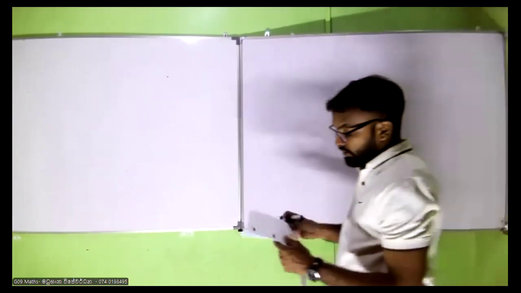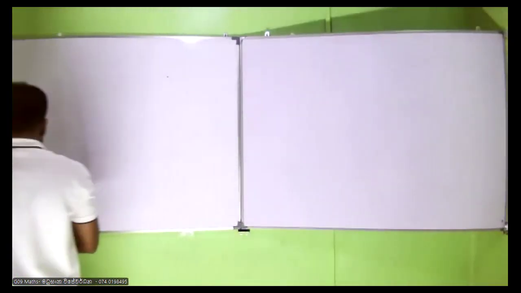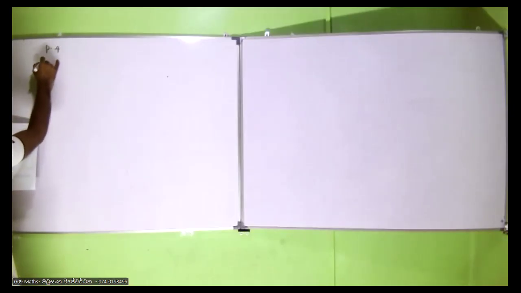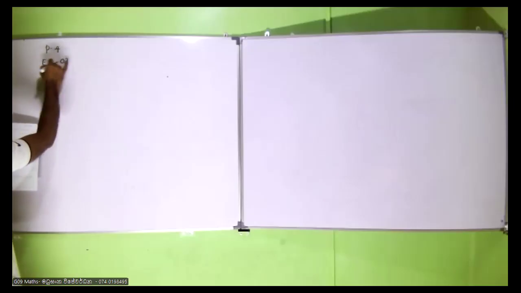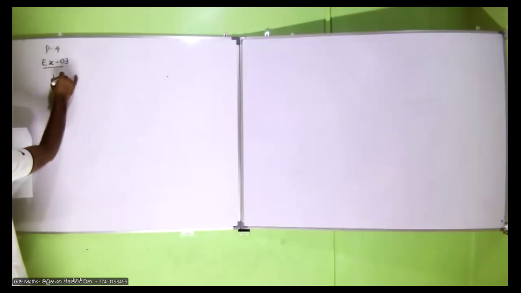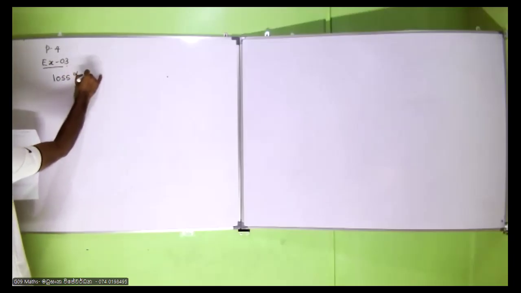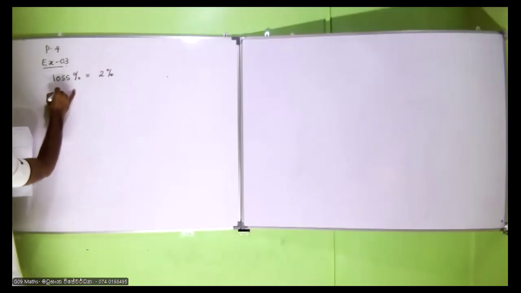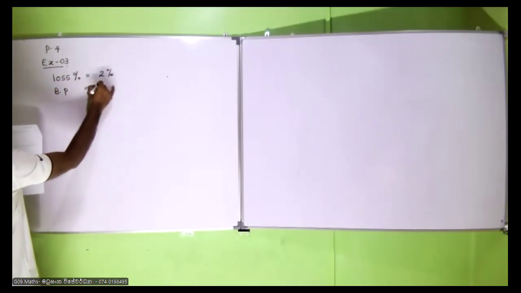Right, I am going to discuss example number 3 and example number 4, that is a loss. Example number 3, page number 4. A vendor sells a pair of shoes to a customer with a loss percentage. Loss percentage has been given. It is 2%, and also the buying price has been given. Buying price is 5,000.